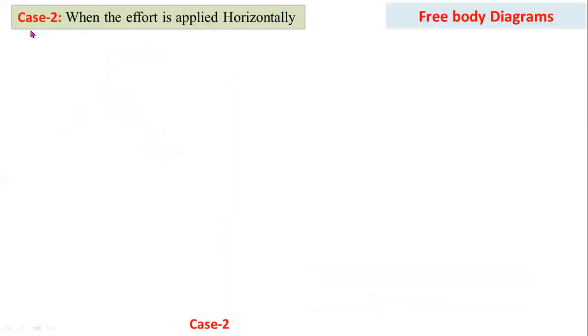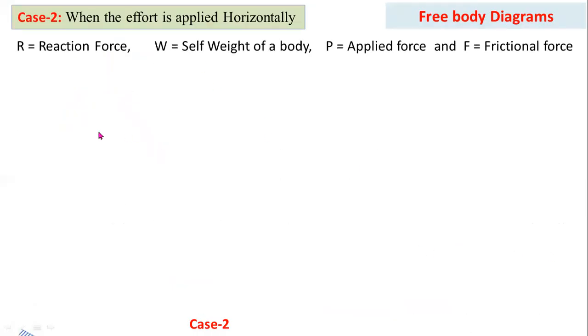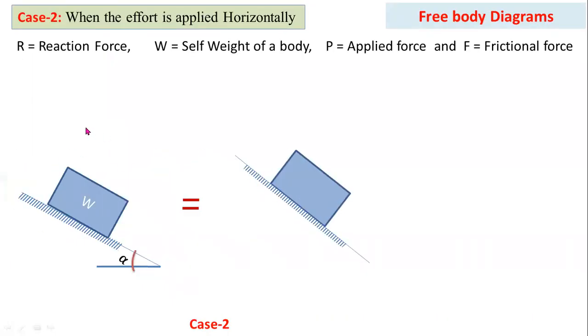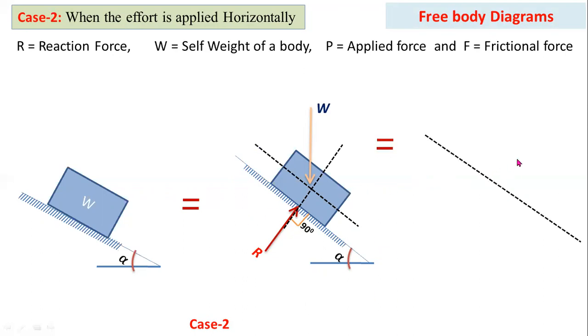Now let's consider the case 2 diagram. In case two, the effort is applied horizontally. So already we know that the self weight of the block always acts vertically downwards. This is the position of the self weight. Now we have to consider a reaction force perpendicular to the inclined plane. So these are the two reference axes. Now you have to convert this self weight W into two components, that is parallel to the plane and normal to the plane.